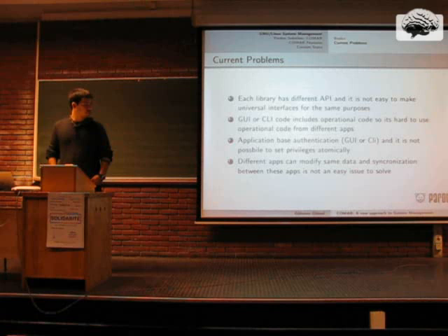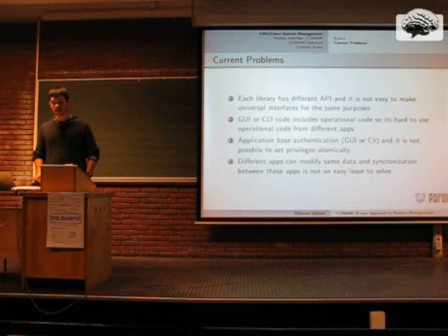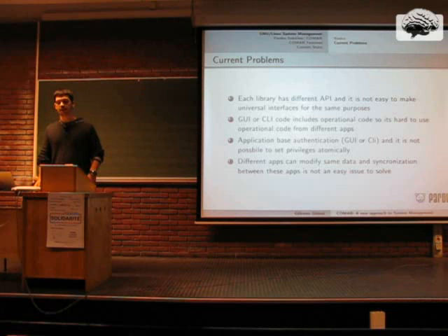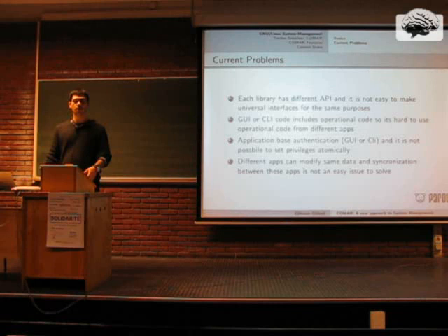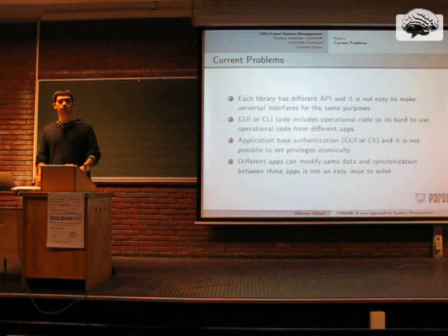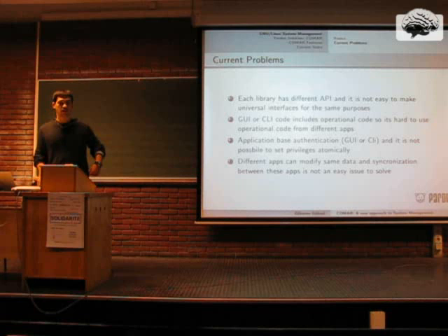We defined some problems. First of all, each library has a different API, and it is not easy to make a universal interface for some application. If you are developing a GUI application, some bad developers, like I say, put the operational code into the GUI code. So when you try to develop a clean version of this GUI, you have to do the same things in the GUI too. If you make a mistake somewhere, you have to fix it in other versions of it. So it is hard to track the code.